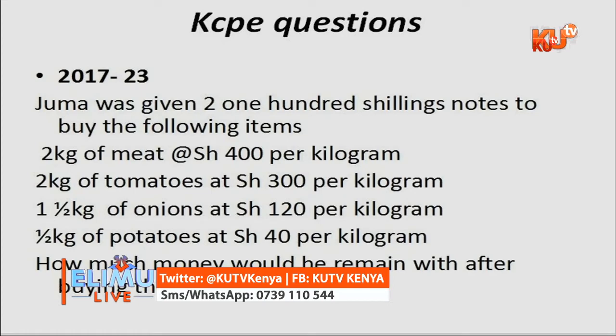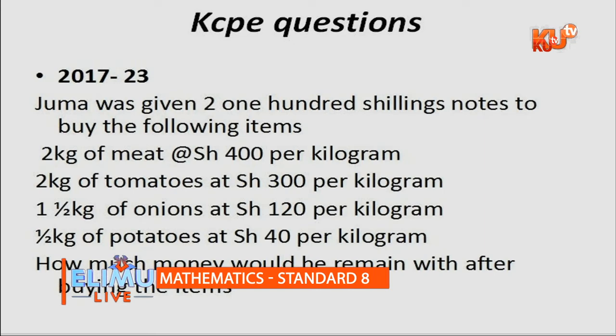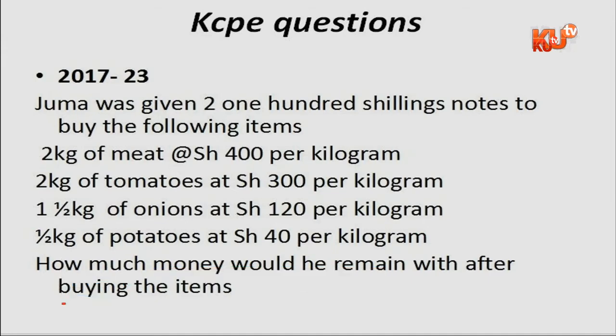And the question reads, Juma was given 2 1,000 shillings notes to buy the following items: 2 kgs of meat at 400 shillings per kg, 2 kgs of tomatoes at 300 per kg, 1.5 kg of onions at 120 per kg, a half kg of potatoes at 40 shillings per kg. How much money would he remain with after buying the items? So the question still wants us to get the balance, because it is asking how much money would he remain with after buying the items.